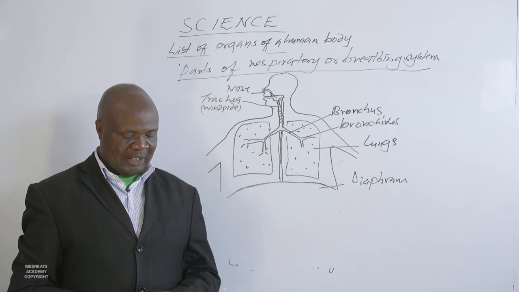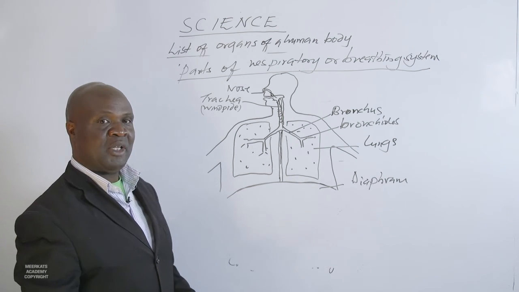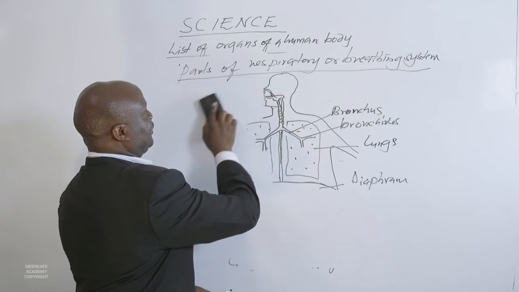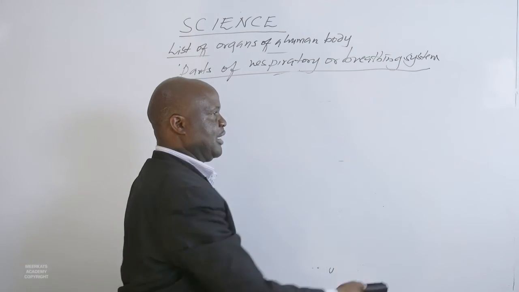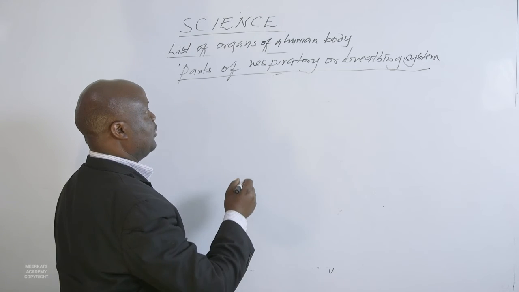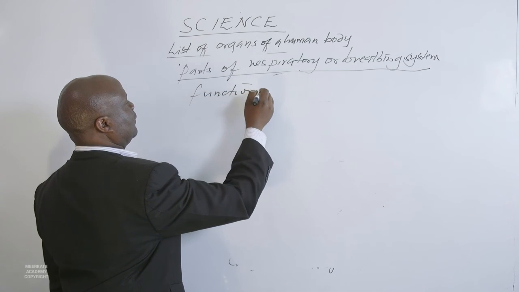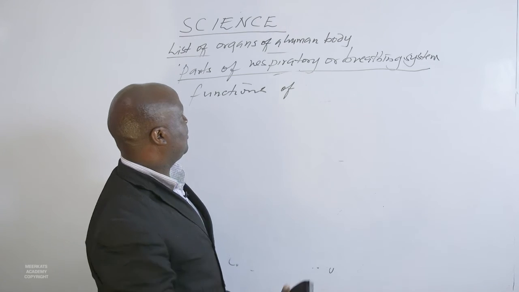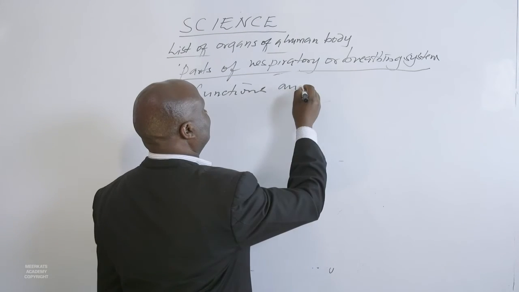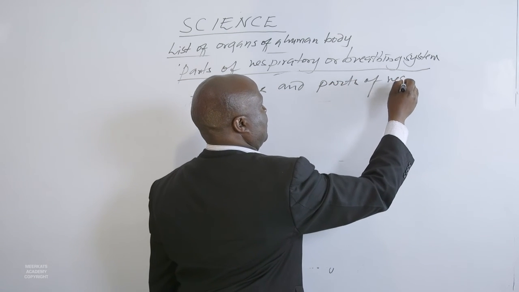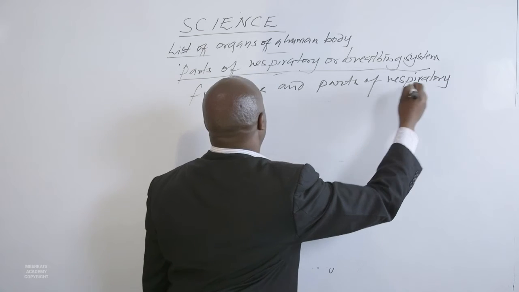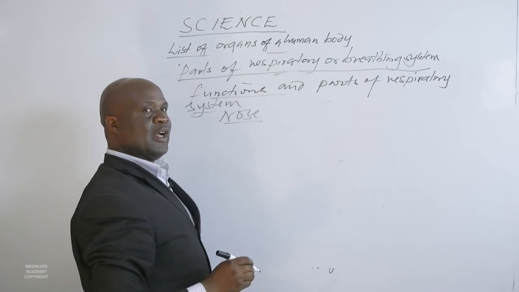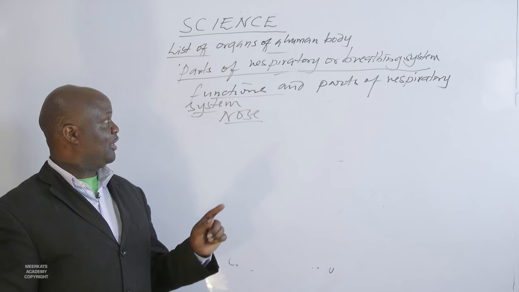So what are some of the functions and parts of this respiratory system? That's what we want to discuss. We shall start with the nose, and then we shall see what the nose does, and that's why we are saying it's important to use the nose while breathing. Functions and parts of the respiratory system, and we are starting with the nose.